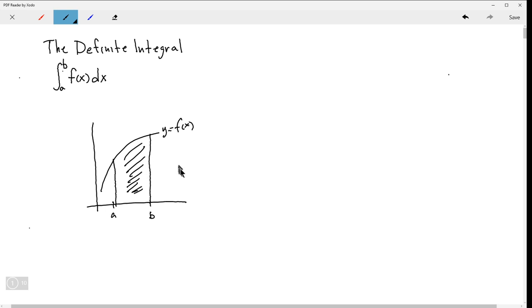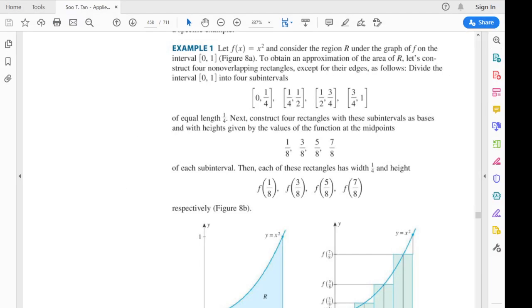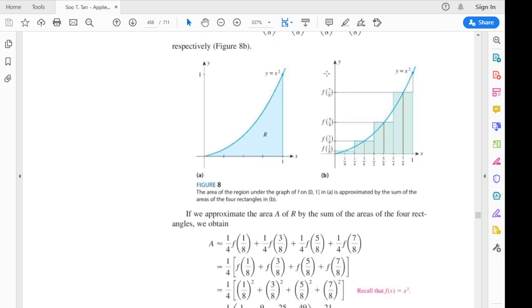There are ways to deal with this geometrically, and I actually want to use the book to look at this. We're going to use an actual curve, just to see what this looks like, because the book can do it so much better than I can. I have the curve f of x, and I'm interested in finding the area of the region underneath that curve between 0 and 1.